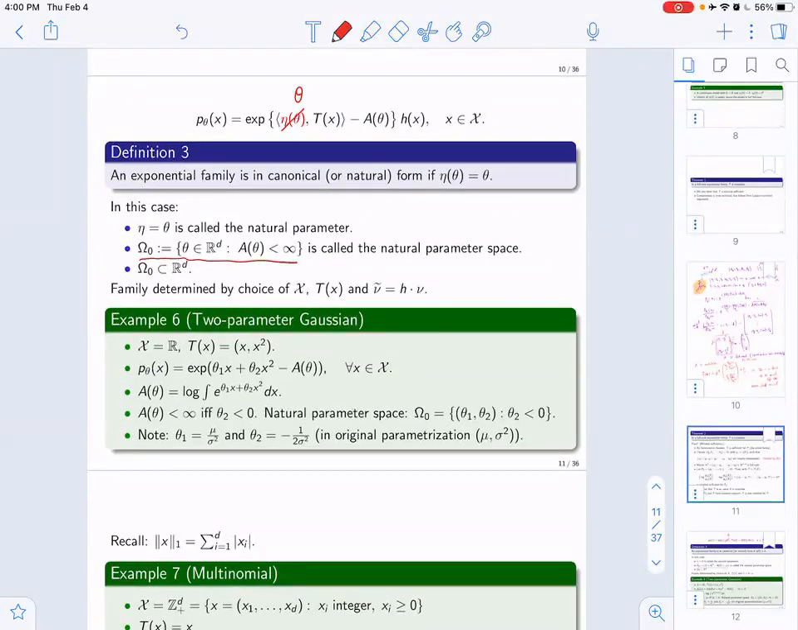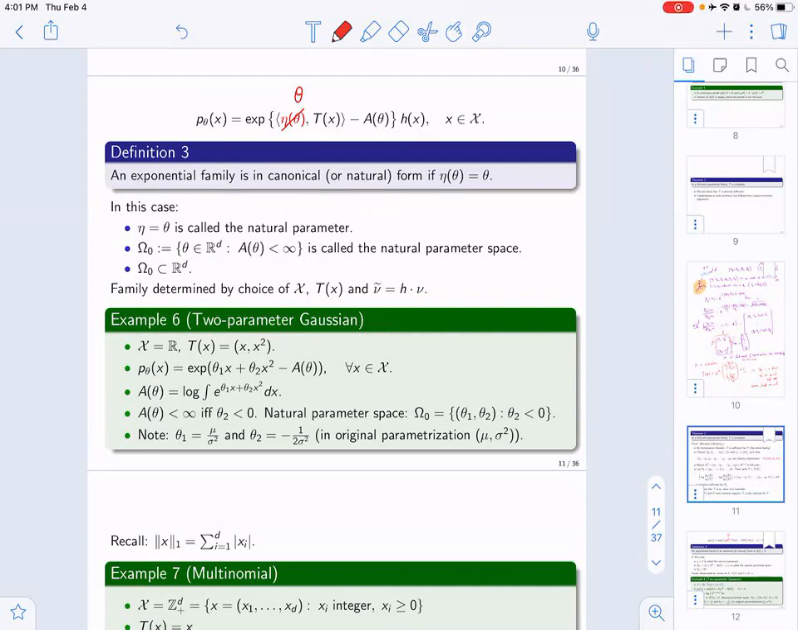So if your parameterization is the natural parameter, sometimes called canonical parameter, the parameter space that we defined, the actual parameter space there, is now going to be called the natural parameter space, or canonical parameter space. And it would be a subset of R^d, not some abstract space.